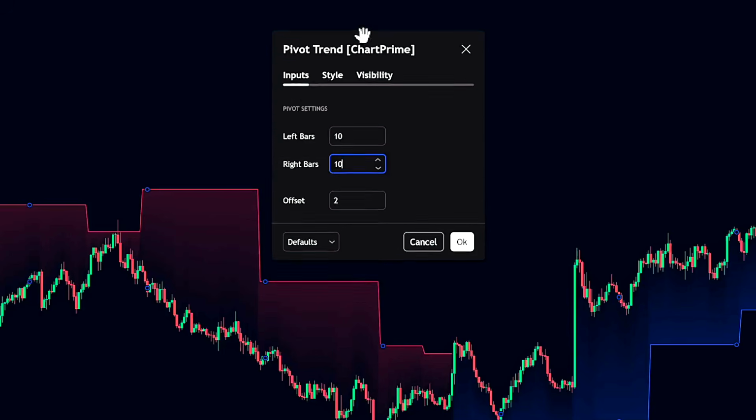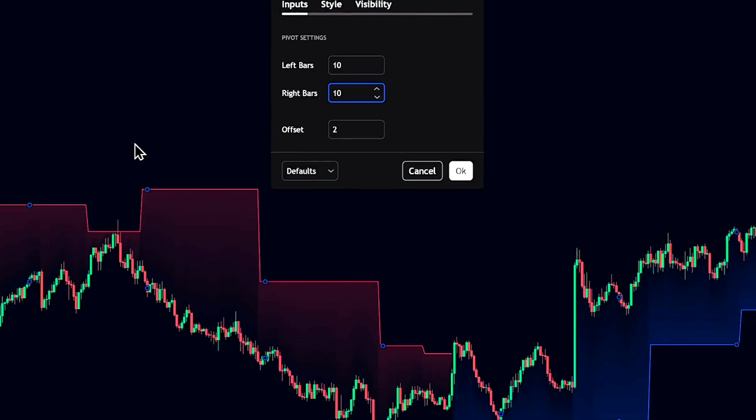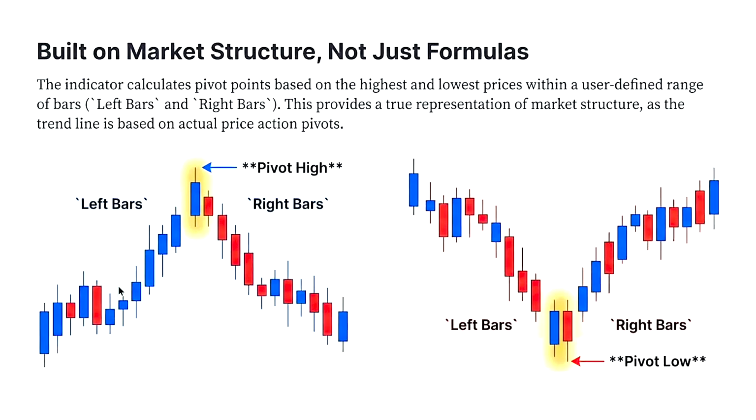This matters because it forces confirmation. It prevents the indicator from calling every tiny wiggle a pivot. So if you set the left bars and right bars to 10, the indicator will only mark a pivot if that candle is the highest high or lowest low across a 21 candle window: 10 candles before it, 10 candles after it, plus the pivot candle itself. Larger values mean fewer pivots and smoother signals. Smaller values mean more pivots and faster signals.